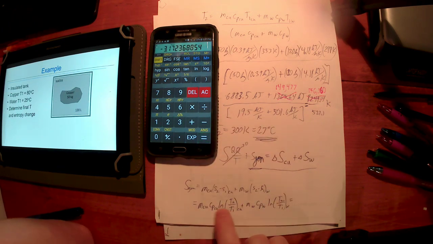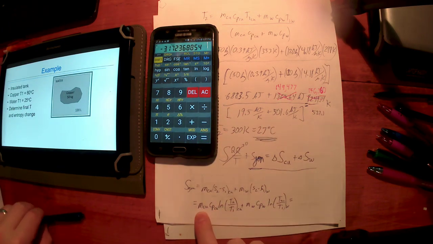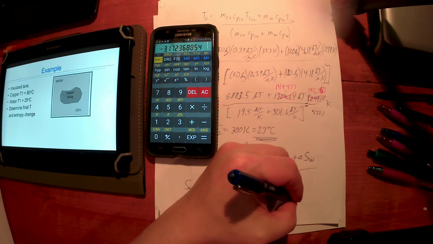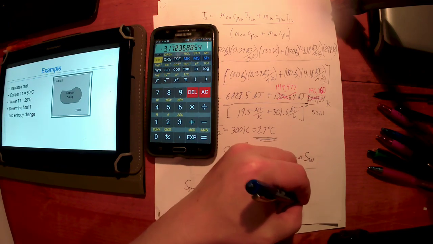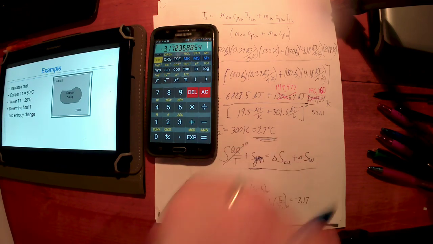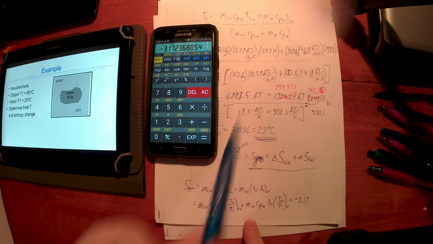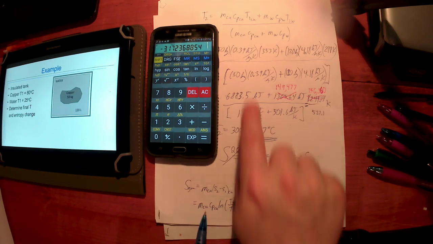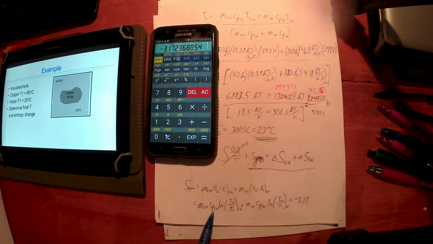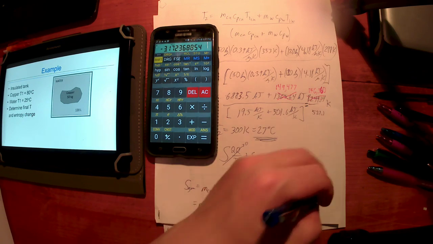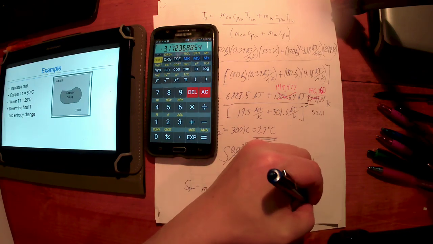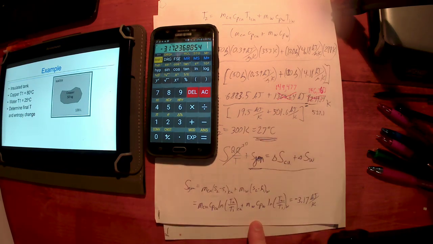So this is this quantity times this quantity times this quantity. Now notice I get a negative quantity here. This is minus 3.17. Before we talk about that, let's look at the units. I've taken 50 kilograms times 0.39 kilojoules per kilogram Kelvin. So 50 times 0.39 is kilograms times kilojoules per kilogram Kelvin, and this is unitless. That leaves me with kilojoules per Kelvin as my leftover units.